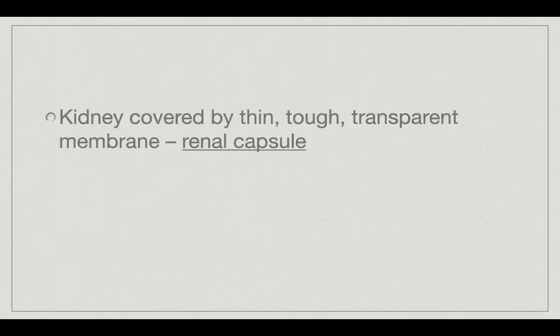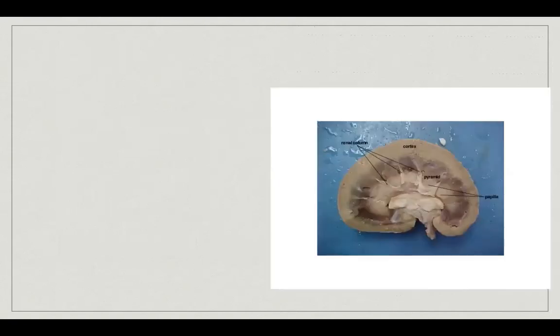Just like everything else in your body, it is covered by a thin, tough, transparent membrane. This is called the renal capsule. So here you see a picture of a kidney that has been longitudinally cut. That means you're cutting through lengthwise.